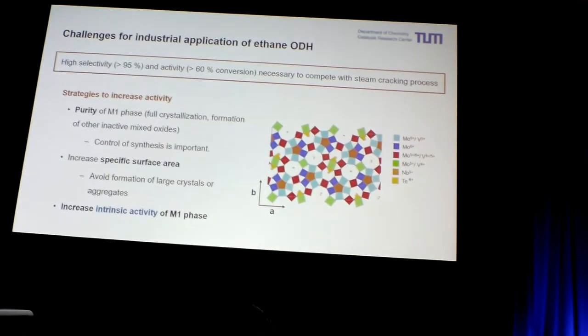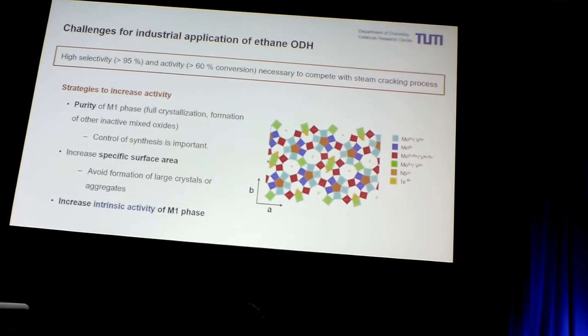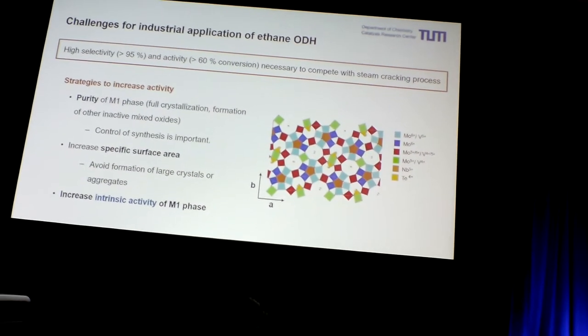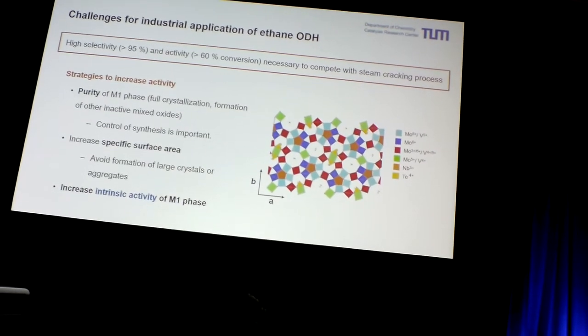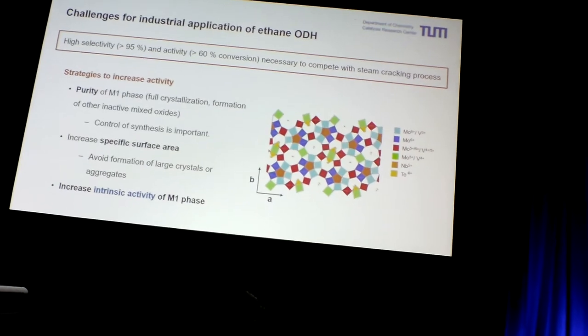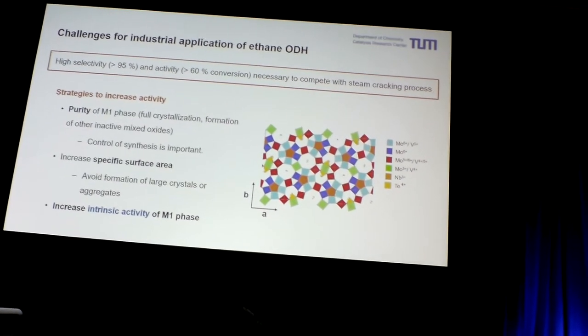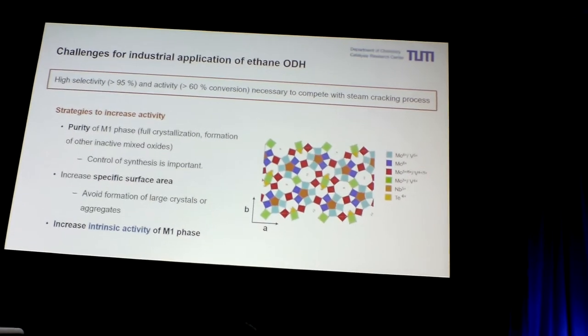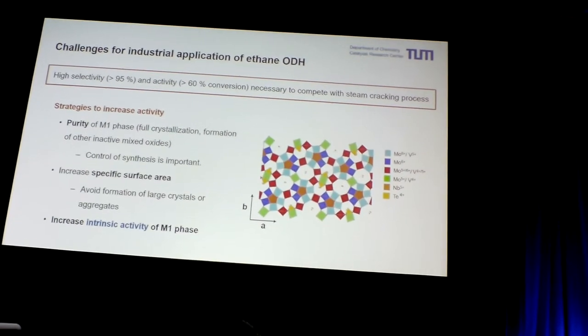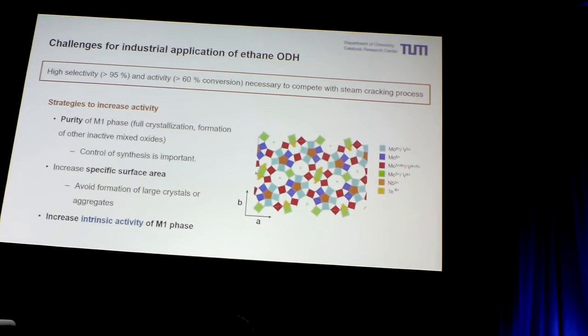In order to compete with the steam cracking process for ethylene production, we need to keep high selectivities at conversions above 60%. So there are some improvements that we need to do in this material, in particular regarding the activity. Here I show you several strategies to increase the activity.